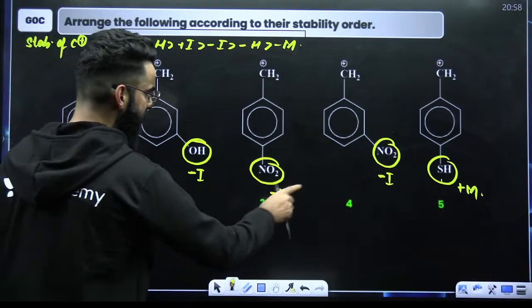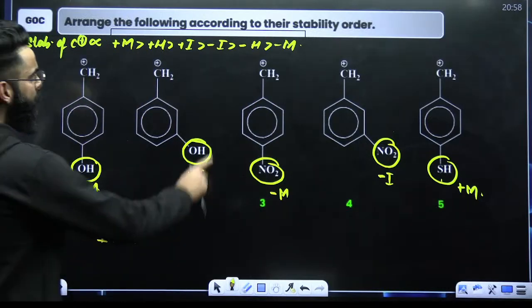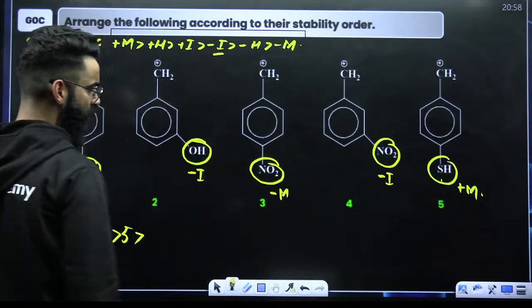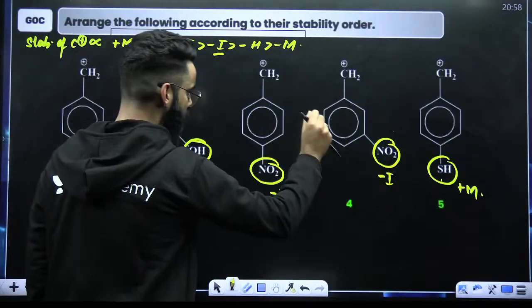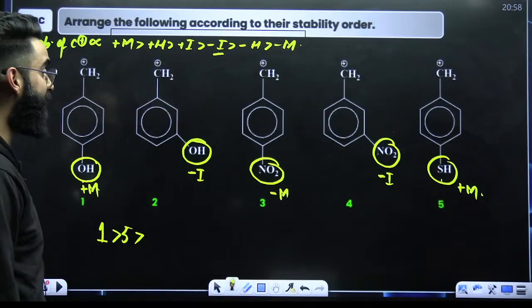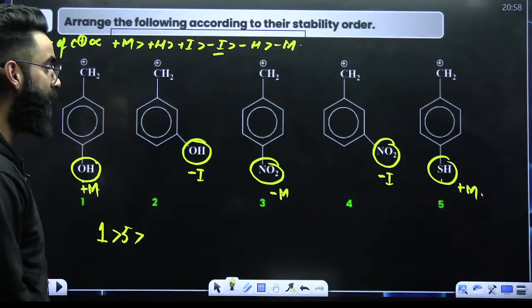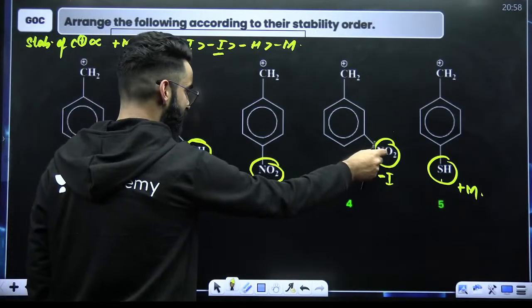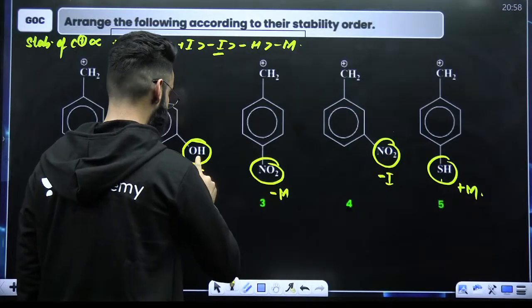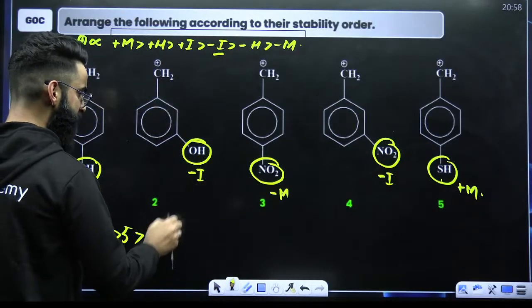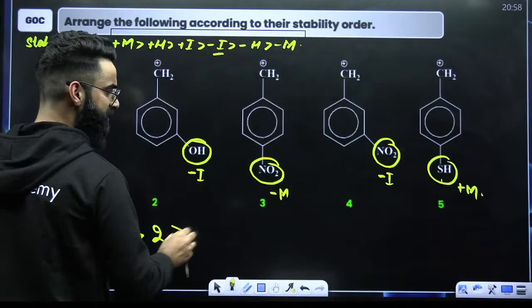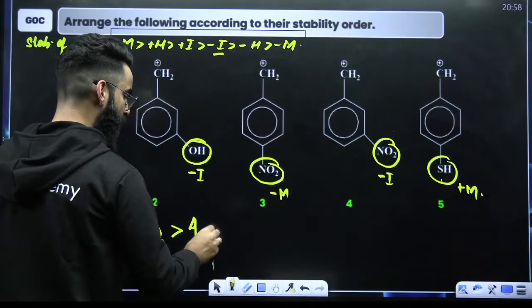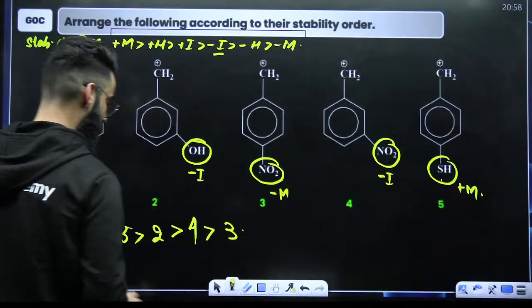Now 2, 3, and 4. You are going to prioritize the minus I showing group first. Now OH and NO2, which one is lesser? Minus I showing? NO2 shows more minus I than OH. So I'll be prioritizing OH first, and then NO2, and at the end I'll be prioritizing the minus M showing group.